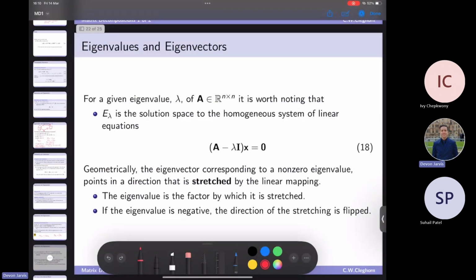So in other words, what you're doing when you solve this system of linear equations is finding the setting which will allow you to drop rank. Geometrically, the eigenvector corresponds to a non-zero eigenvalue and points in a direction that is stretched by the linear mapping. We've gone through that. The eigenvalue is the factor by which it is stretched. If the eigenvalue is negative, then the direction of the stretching is flipped.